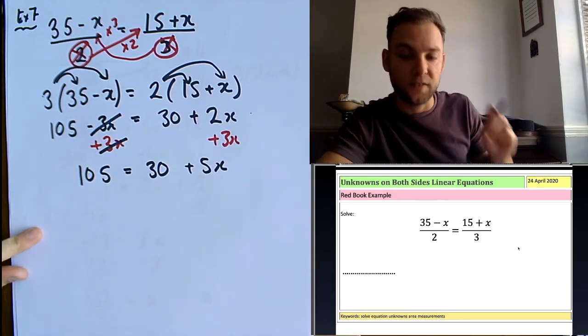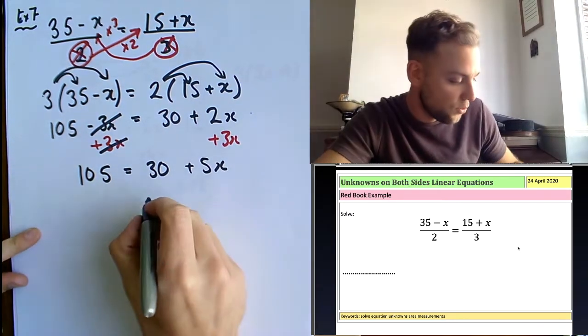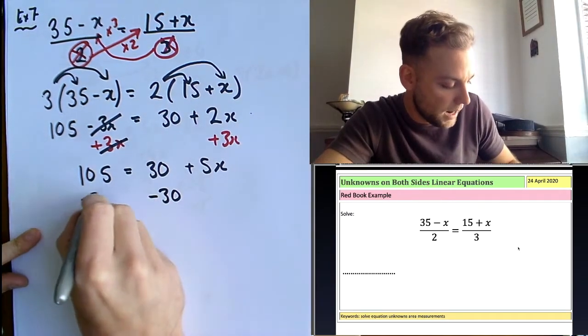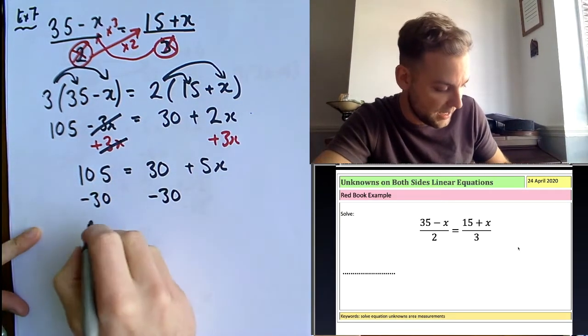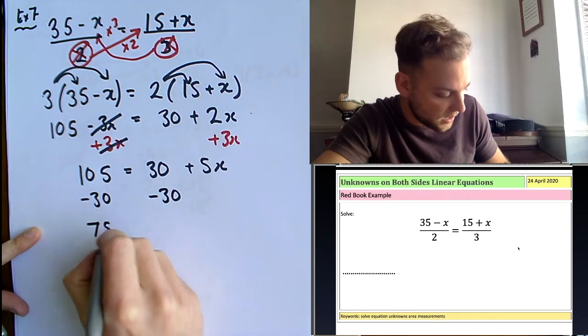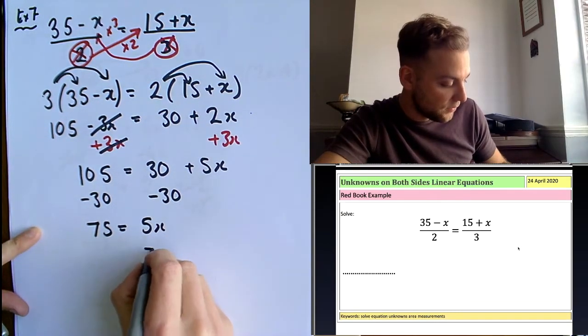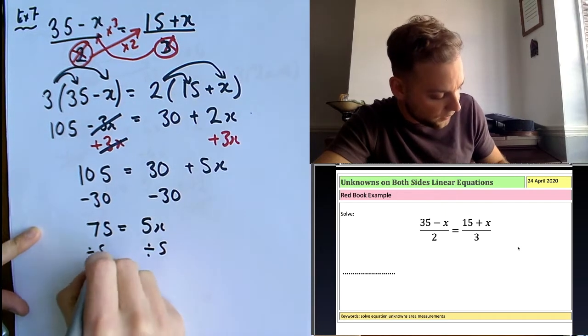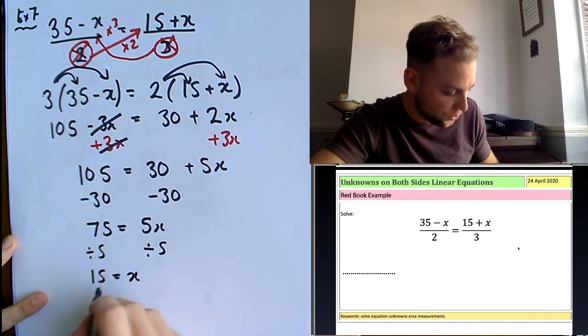Remember, solve needs to find the unknown, so I need to get rid of the 30 and then get rid of the 5. So minus 30, minus 30. 105, take away 30 is equal to 75, which is equal to 5x. Then divide by 5, divide by 5. 75 divided by 5 is 15, is equal to x.